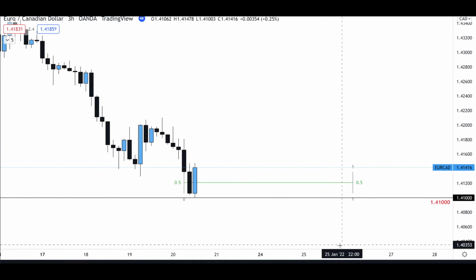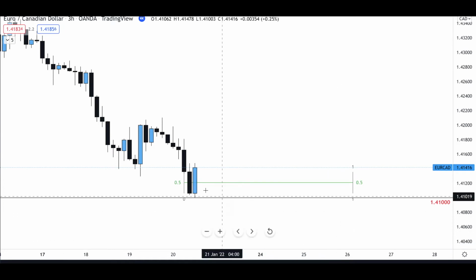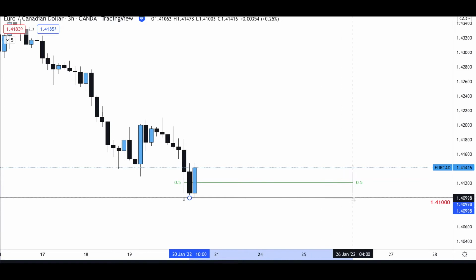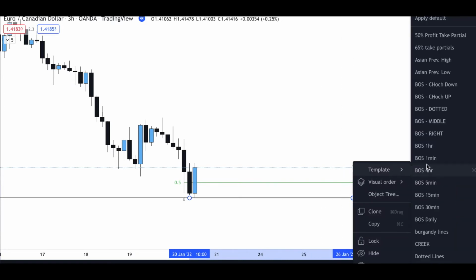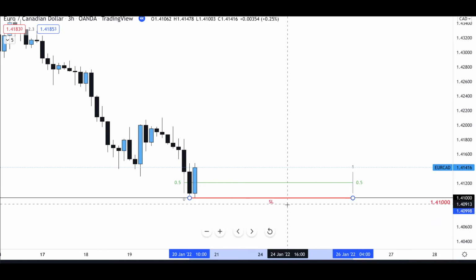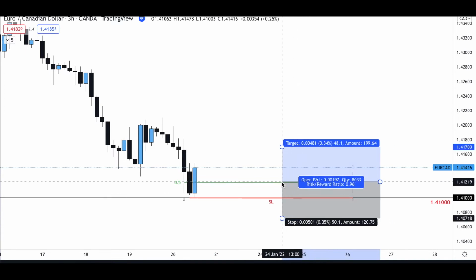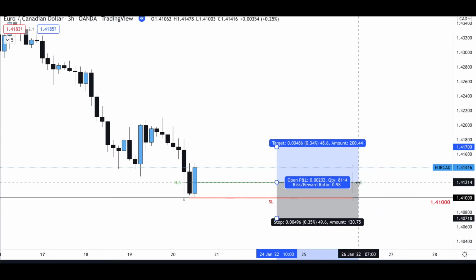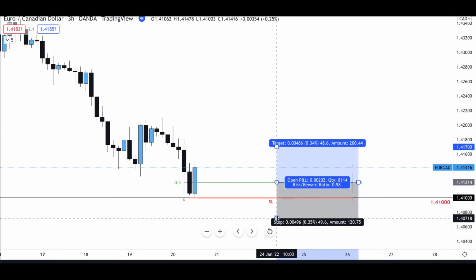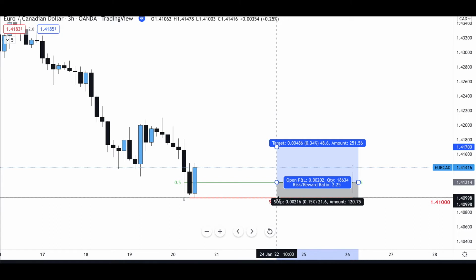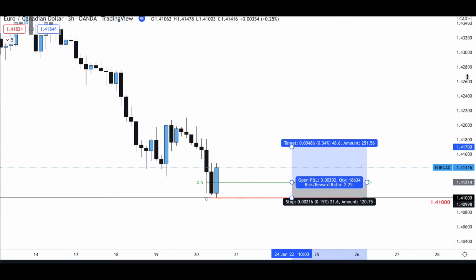So here's what I'll do, you guys. In this particular instance, I'll concentrate on this wick at the bottom, or if it's at the bodies, depending on how you want to look at it. I'll drag this over and say, okay, this here will be my stop loss. And this 50% will actually be my entry. Now, however you choose, you can set this up as a buy limit, or you can wait for price action to come on down. As you can see, my stop loss right now is right around 21 pips or so.